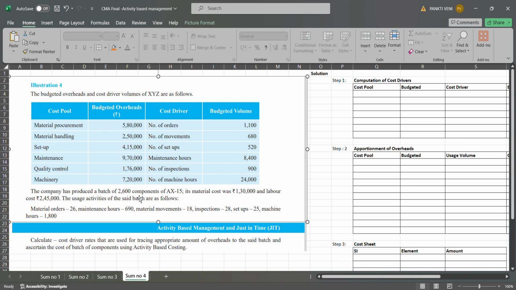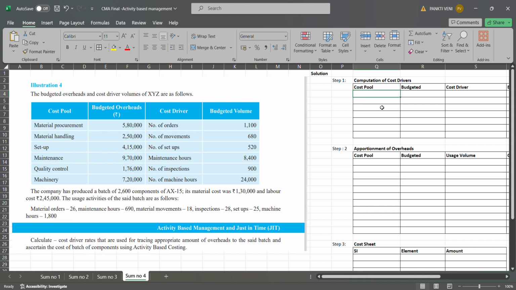The company has produced a batch of 2,600 components of AX15. Its material cost was 1,30,000. Labor cost, so material and labor cost is given to you. Usage activity of said batch are as follows. You have material orders 26, maintenance hours 690, material in movement, inspection, machine hours. Okay, calculate cost driver rates. So first question is to calculate cost driver rates. Let us go for cost driver rates.